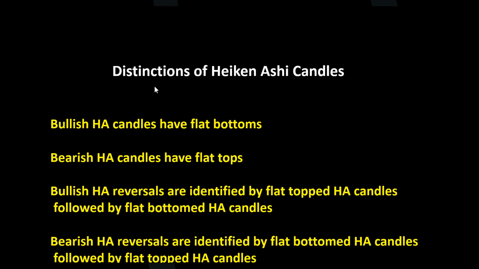Okay, so the distinctions of Heiken-Ashi candles. Bullish Heiken-Ashi candles have flat bottoms. Bearish Heiken-Ashi candles have flat tops. Bullish Heiken-Ashi reversals are identified by flat top candles followed by flat bottom Heiken-Ashi candles. That's your bullish reversal. We look for those a lot. Bearish Heiken-Ashi reversals are identified by flat bottom Heiken-Ashi candles followed by flat top Heiken-Ashi candles. That's how you're getting the reversals. And using them for reversals is one of the key elements of using Heiken-Ashi candles to find your best entry into a trade reversal.